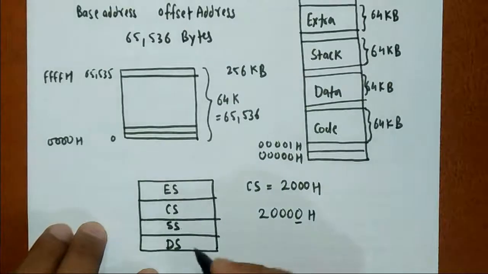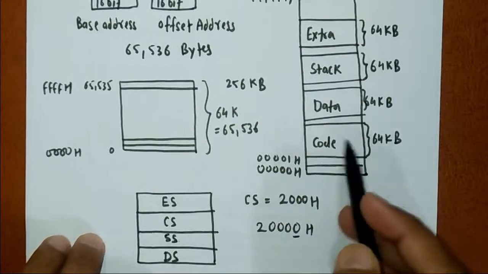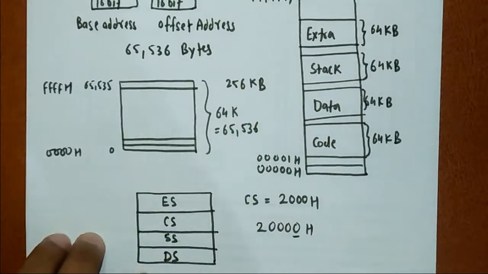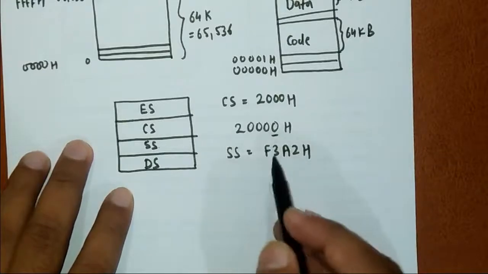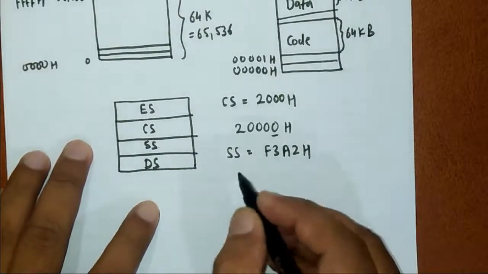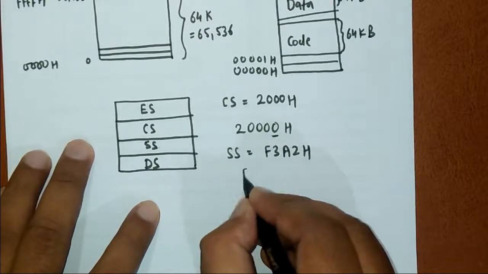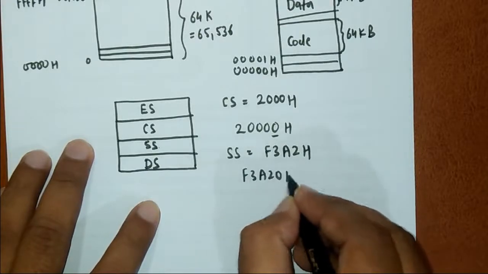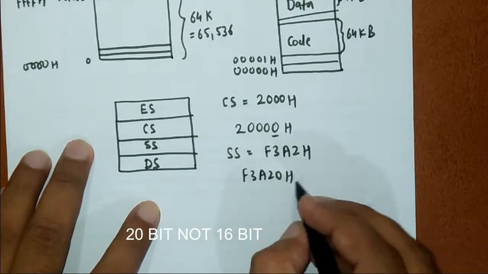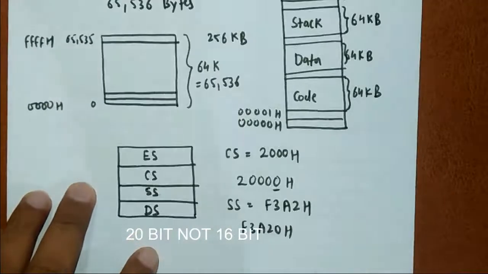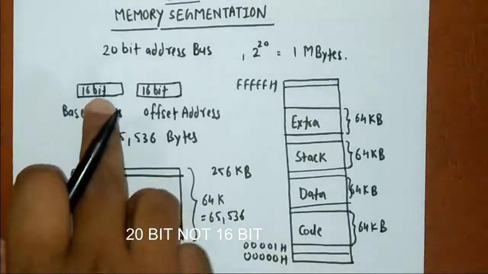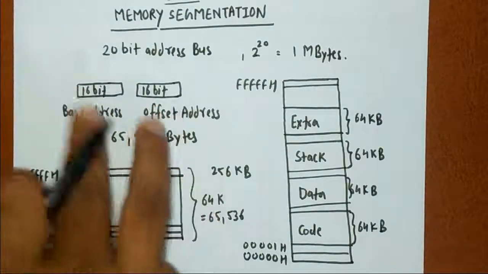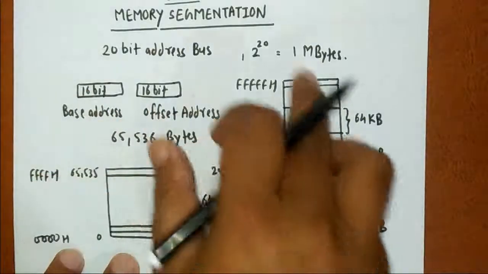So the values in these registers tell us the starting address of a particular segment, right? For example, if I have kept the value F3A2H, randomly taken, in the stack segment register, then from the microprocessor side a 0 will be added at the end of this, and we will get a 20-bit value, and this will be the first address available in the stack segment. Okay, so in this way the 8086 microprocessor makes a 20-bit address. As I told you earlier, using this technique of base address and offset address, that means using two 16-bit registers, the microprocessor generates an address of 20 bits.